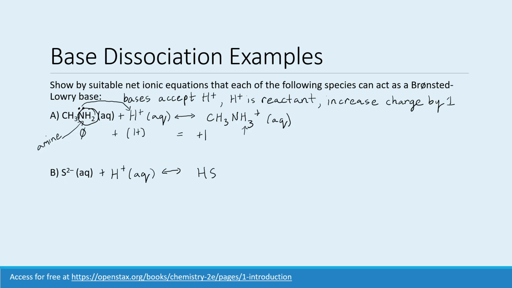Overall, remember, the charge has to increase by 1. So if we started out at a -2, then we need to increase to a -1. And again, if we were to add up those charges, we've got -2 plus a +1. And overall, that would be a 1 negative, and that needs to equal the 1 negative on the product side. Okay, and all species are aqueous.